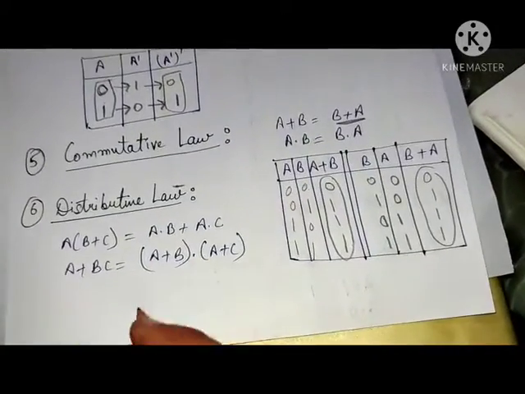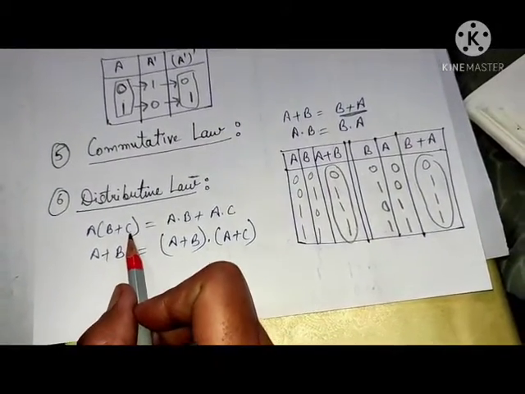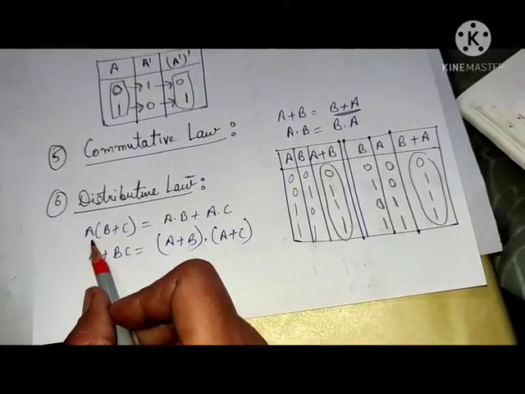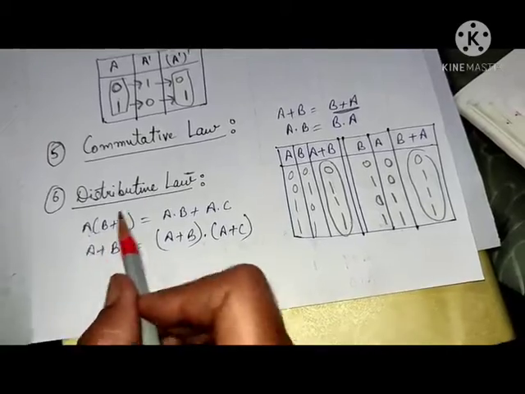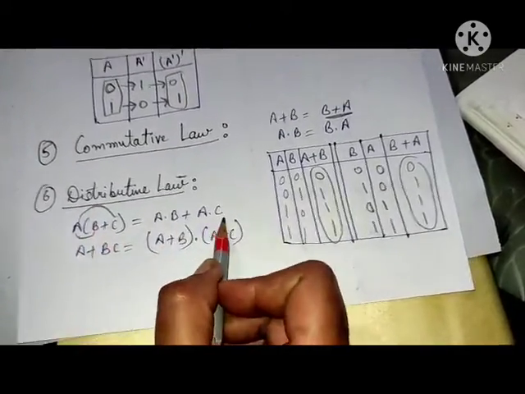Sixth law is the distributive law. In this law, if we are performing the addition firstly and then product with a, it is equal to a product with b plus a product with c.